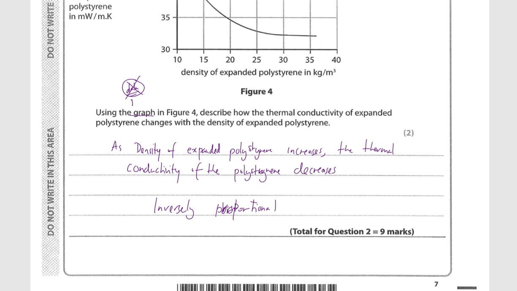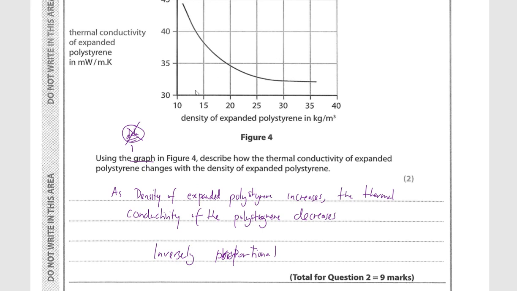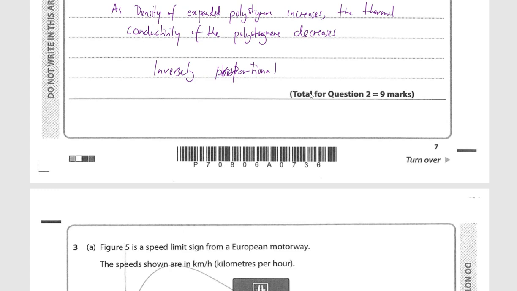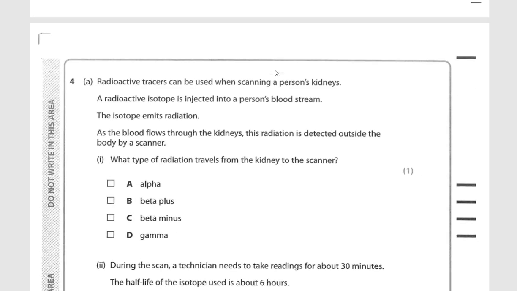Now if you use nonlinear, and the mark scheme does allow that, you want to be safer. You want to be on the safe side. Inverse proportional in most contexts is allowed, and in this context, if one's going up, the other one's going down, then inverse proportional is fine. Now this is crossed out. We don't need to know that.